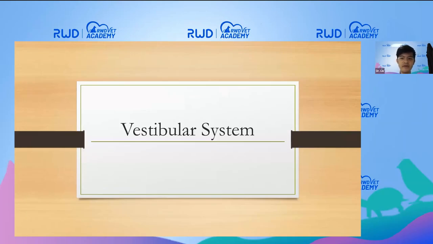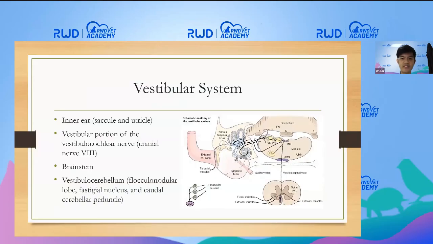First, let's talk about the vestibular system. The entire vestibular system is located within a portion of the ear just past the eardrum, called the middle ear. Within the middle ear is a smaller area composed of many interrelated structures, collectively known as the inner ear. And the vestibular portion of the vestibulocochlear nerve, the brainstem, and the vestibulocerebellum.